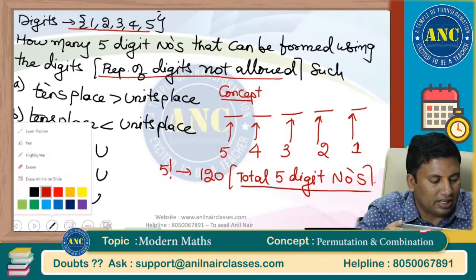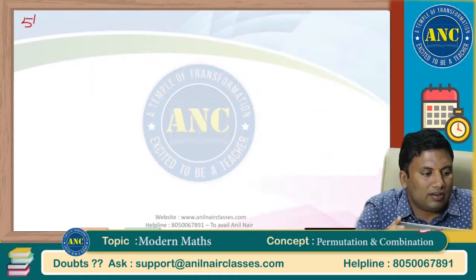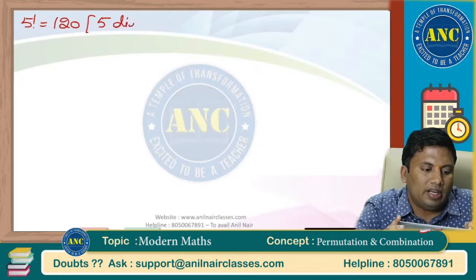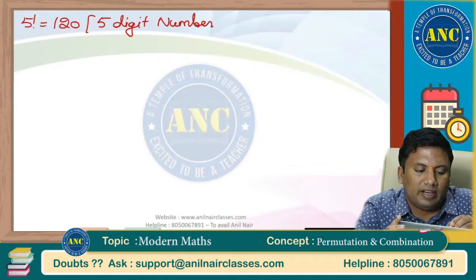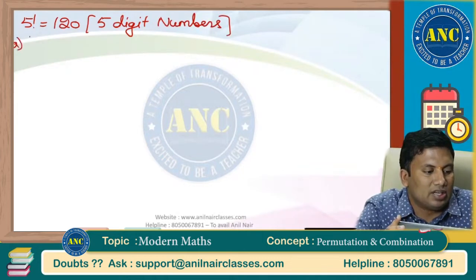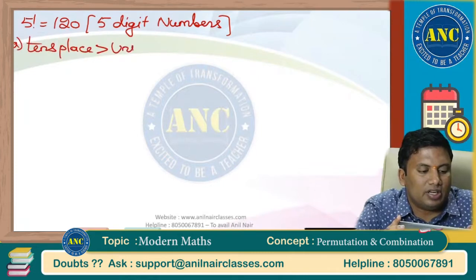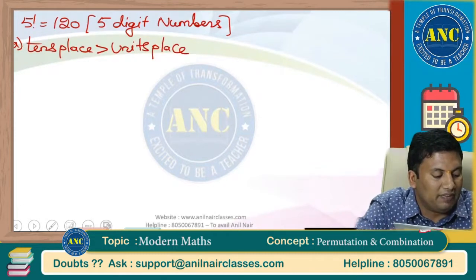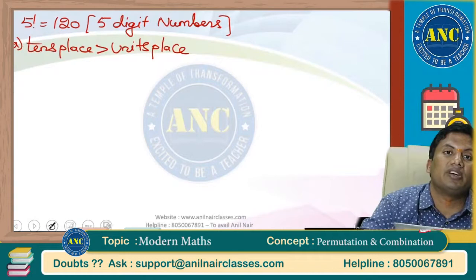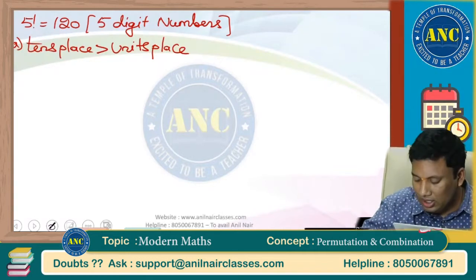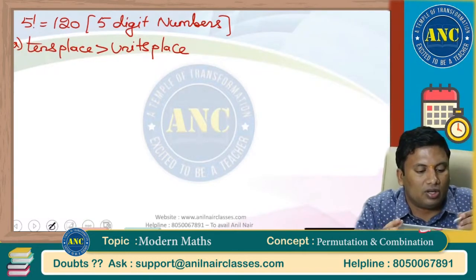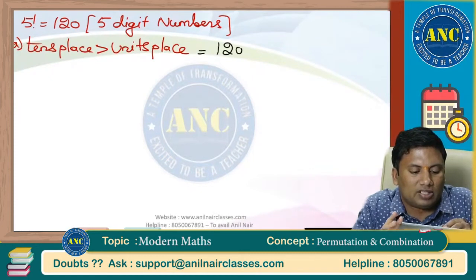First, I will do it in a new slide. So total 5 factorial. 5 factorial is 120. 120 is nothing but total 5-digit numbers. First case, tens place greater than units place. Tens place cannot be equal to units place. If it is equal, that means the repetition of the digit is allowed. But the question is, repetition of the digit is not allowed. Total 120 numbers are there.